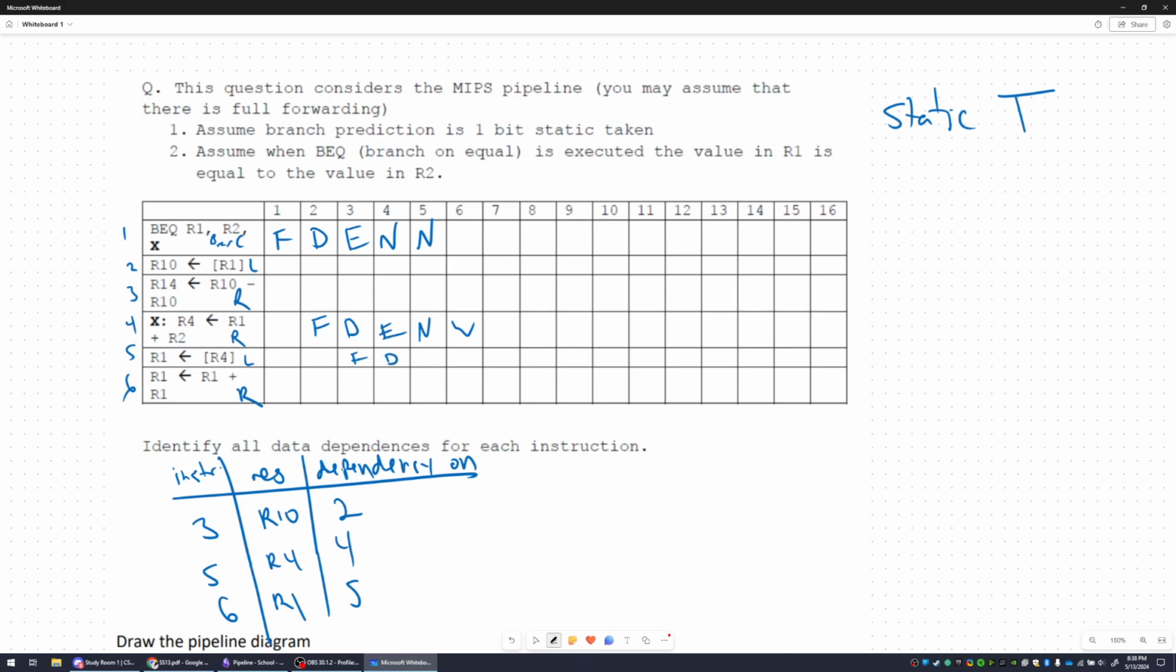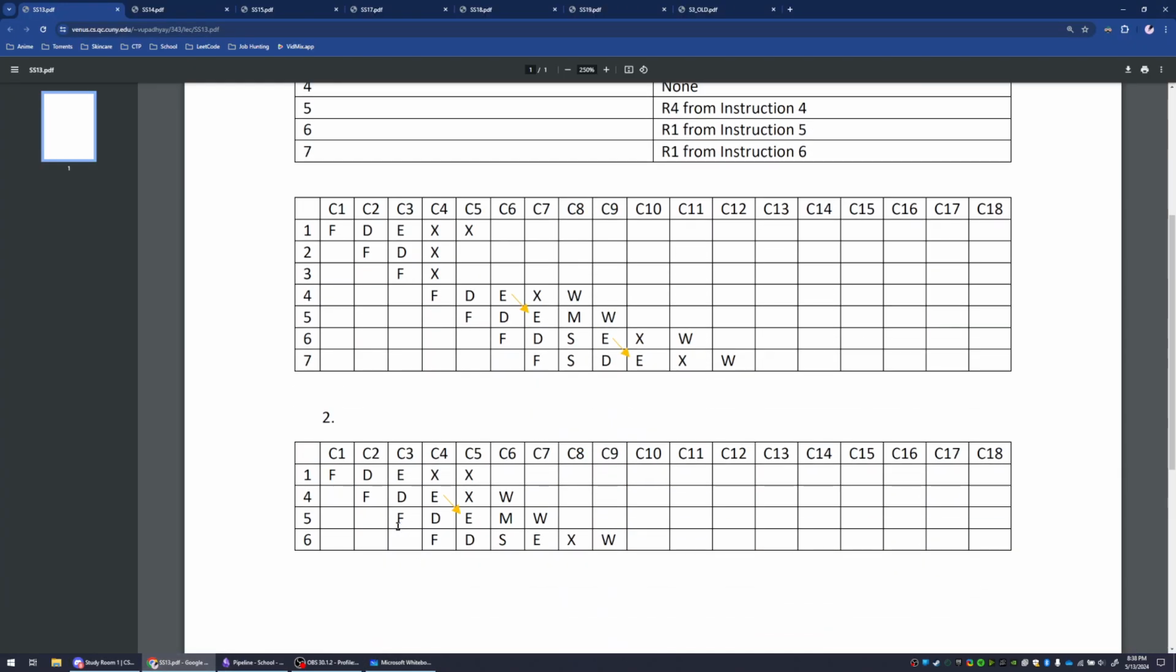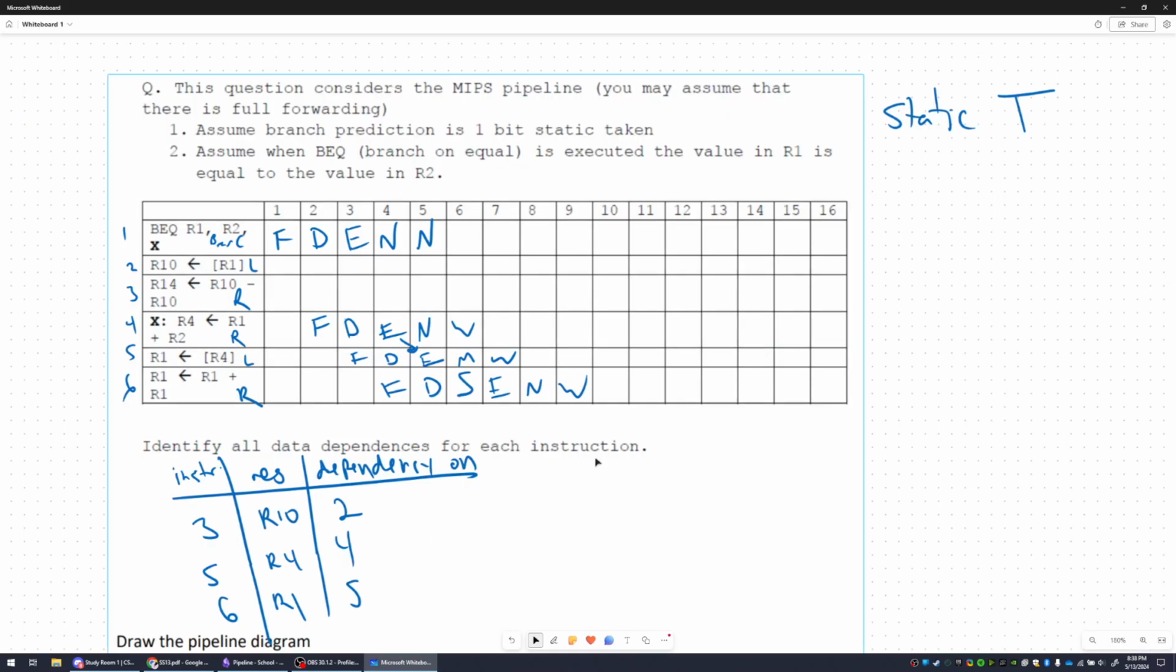Fetch, decode. Is there any dependency? Yeah. This is an R type instruction, so we can forward the data. Mem, right back, fetch, decode. This is a load type instruction, so we have to stall here, and then after the mem stage, we'll know what's in R1. So then we can exec, no op, right back. So is that right? Cycle 9, finish. Yeah.